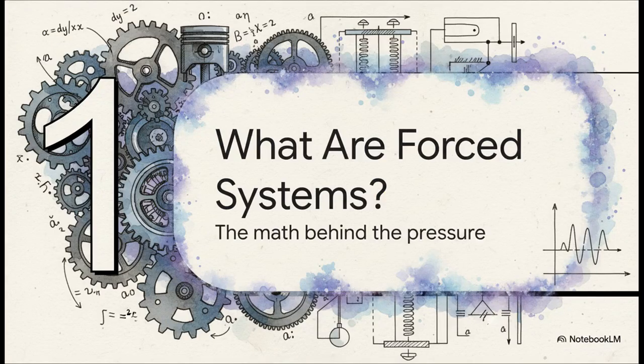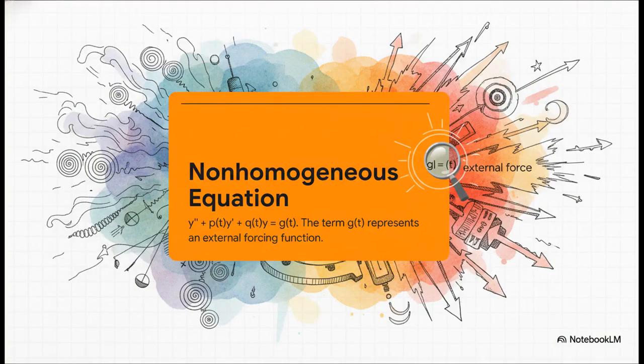To get there, we first have to speak the right language, the mathematical language that describes these forced systems. This is where we get to peek behind the curtain and see the engine that drives all that real-world action. And here it is. This is the equation we're going to be working with. Now, that whole left side, that describes the system's own internal dynamics. It's a natural way of being.